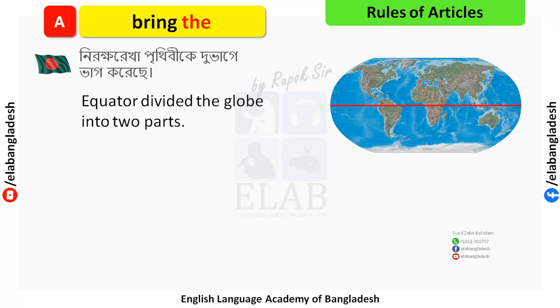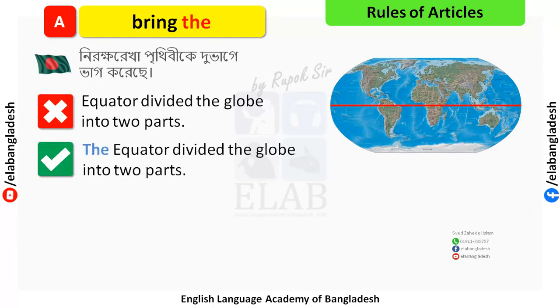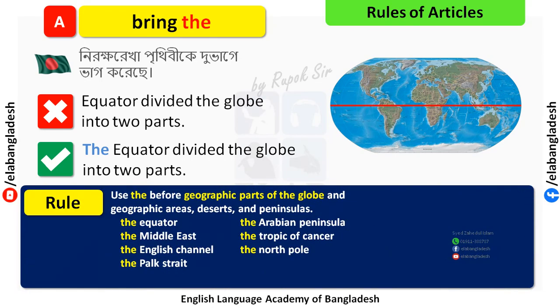Equator divided the globe into two parts. The equator divided the globe into two parts. Use the before geographic parts of the globe and geographic areas, deserts and peninsulas: the equator, the Middle East, the English Channel, the Bosporus Strait, the Arabian Peninsula, the Tropic of Cancer, the North Pole.